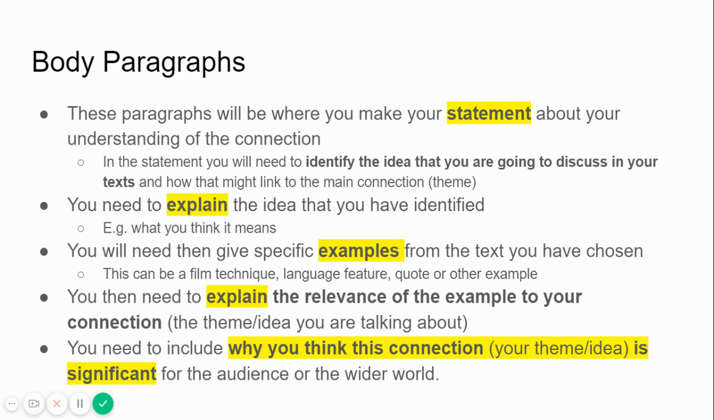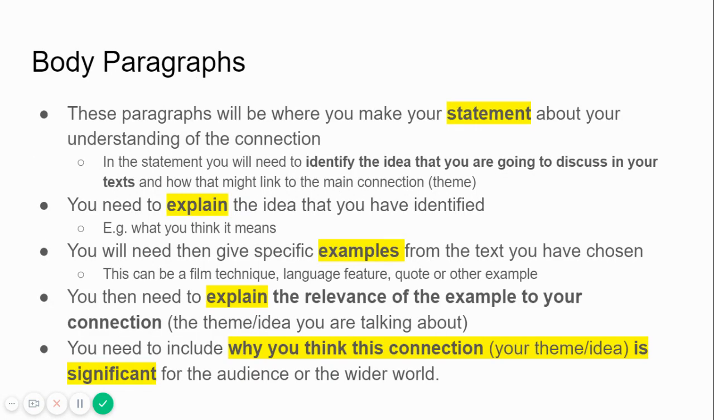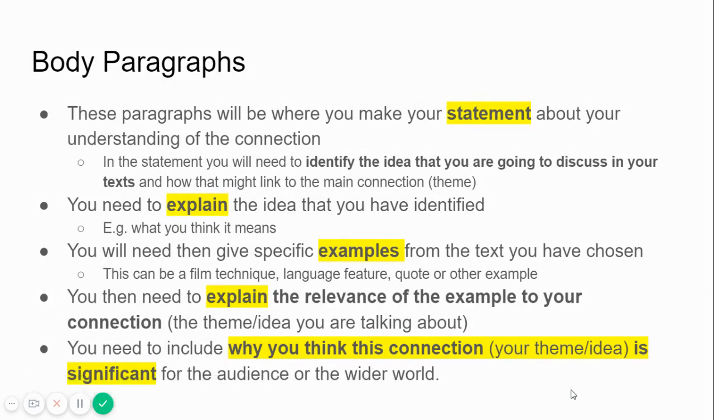So for example, if we look back at our introduction, where the idea that's identified there is sacrificing something for a person you love, you might explain in your second part of the body paragraph, it's this section right here, you might explain what sacrificing something actually means or what it might look like in the text.